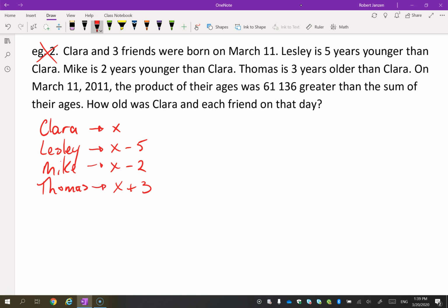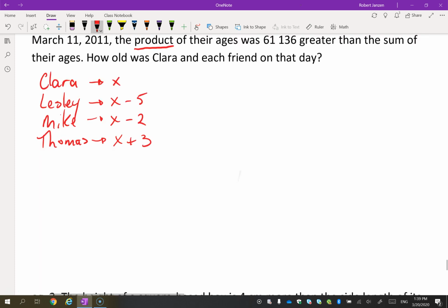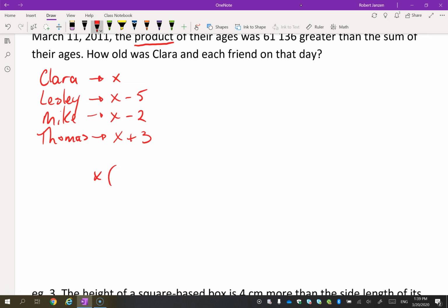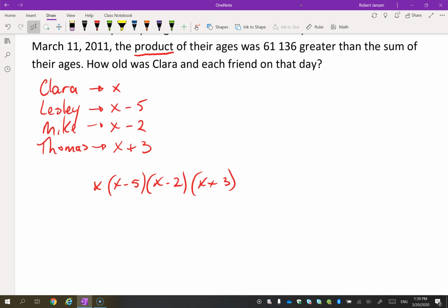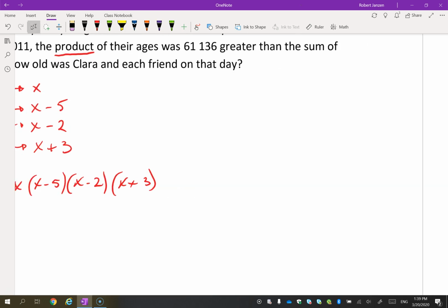Okay, now it says on March 11th, the product of their ages. Okay, how do you get product? You multiply. The product of their ages was 61,136 greater than the sum of their ages. Okay, hang on. Let's add their ages.